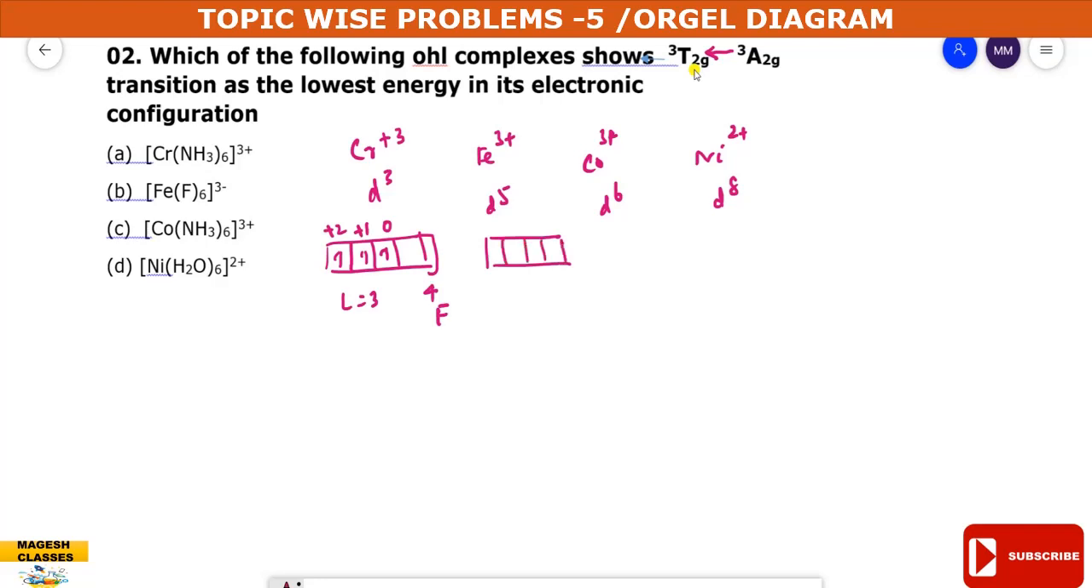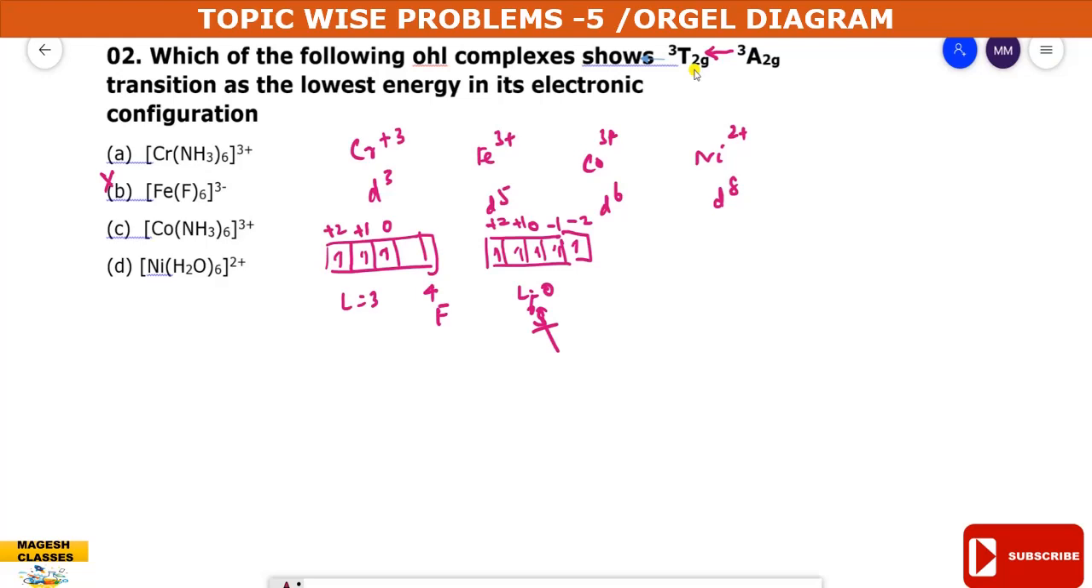So one more point. The Orgel diagram is applicable for the high spin complex only, not for the low spin, because in low spin the d orbital splitting is higher. What is the value? +2 +1 0 -1 -2. The 3 and 3 cancel, so L is equal to 0. It is an S term, there is no splitting. S and P terms have no splitting. And the spin multiplicity is 6. So there is no transition in this case, so you can eliminate this answer.